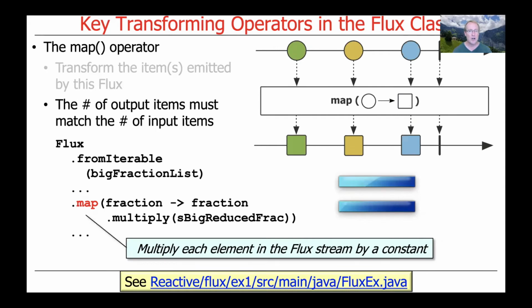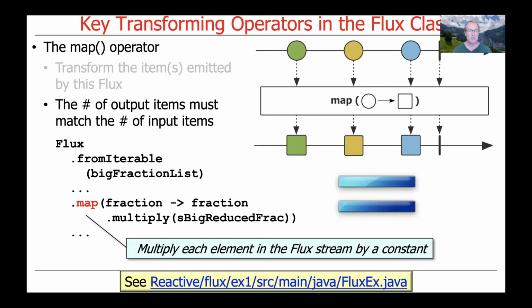An interesting thing to note about the map operator is that the number of output items must match the number of input items. In other words, there's always a one-to-one mapping between input and output. Keep that in mind when we talk later about the flatMap operator, because things are a little different.